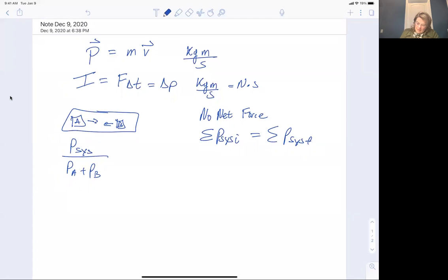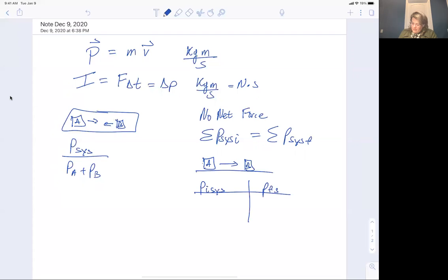So, for example, if A and B collided together, let's say that's a frictionless surface, there's no outside forces, you can solve for some things. You would calculate the momentum initial of the system and momentum final of the system, and these values on the left-hand side and the right-hand side would be equal to one another. So we would have momentum initial of A plus momentum initial of B, and that would be equal to momentum final of A plus momentum final of B.